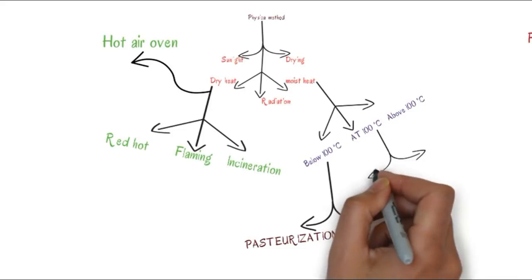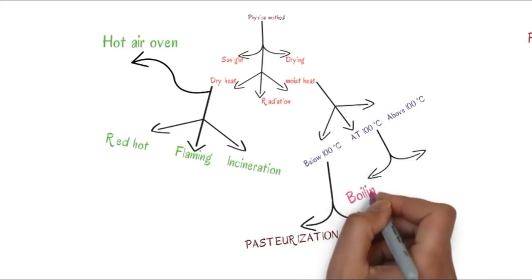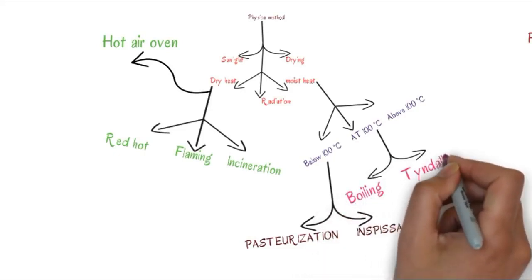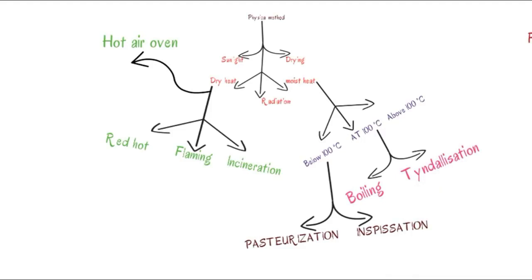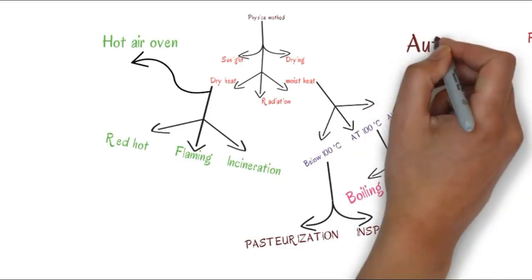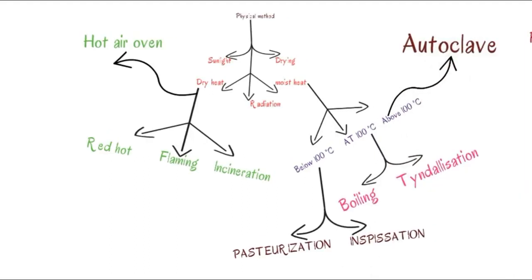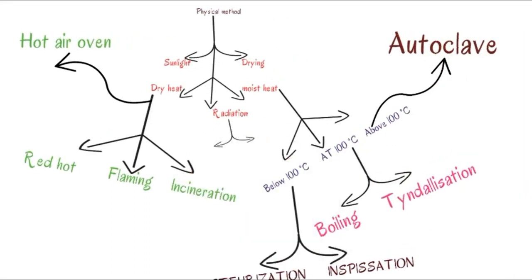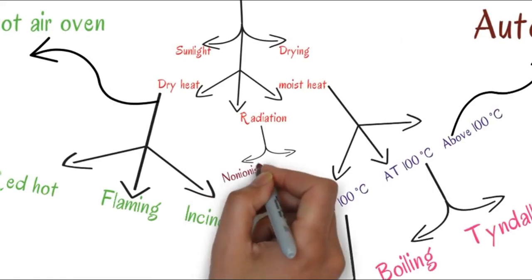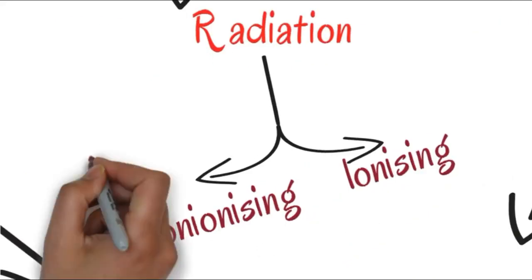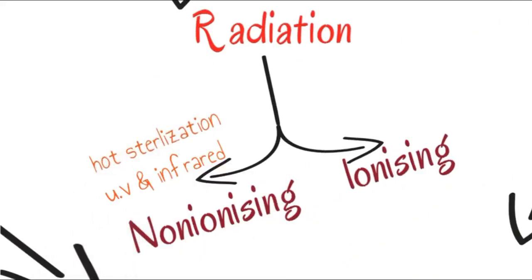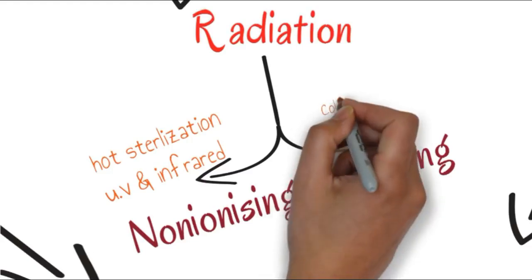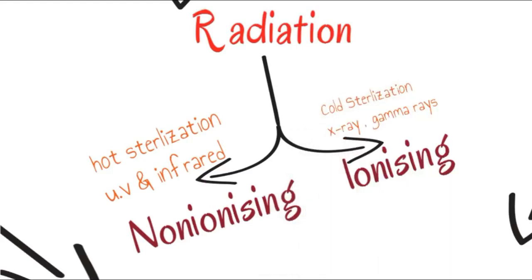At 100 we have boiling or tyndallization, and above 100 degrees Celsius, most important in the case of moist heat, is the autoclave. Please remember all of this. In the case of radiation, we have non-ionizing radiation and ionizing radiation. Non-ionizing radiation is called hot sterilization, such as UV and infrared. In the case of ionizing radiation, called cold sterilization, they are generally used in the hospital, such as X-rays and gamma rays.